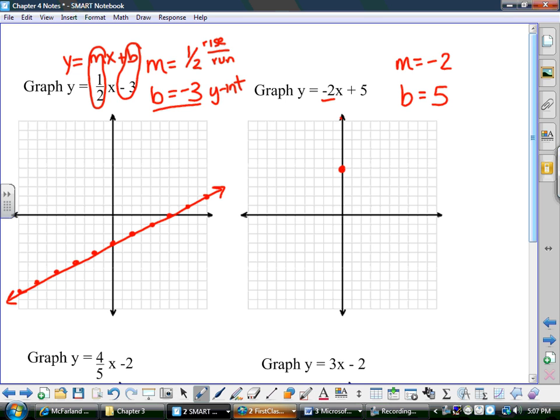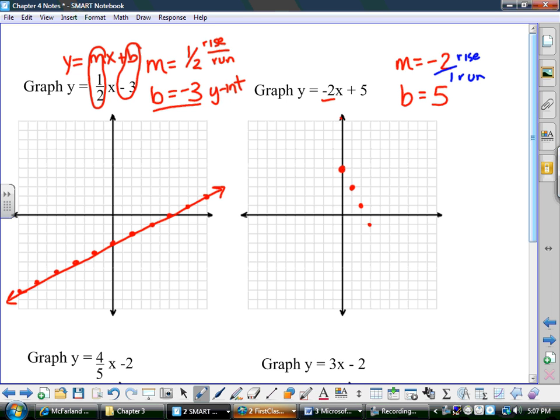And from there I'll use the slope. Now the slope is supposed to be a rise over a run, so I want to make my slope look like a fraction. -2 is the same thing as -2 over 1. So I'm going to rise -2 and run 1. Well, if I'm rising a negative, that means I'm actually going down 2, but still to the right 1. The run always goes to the right.